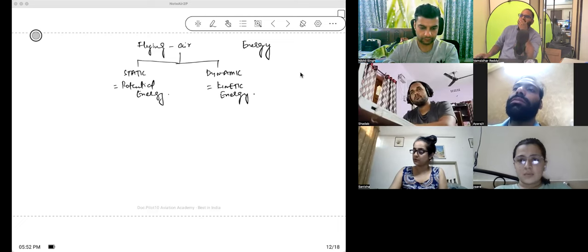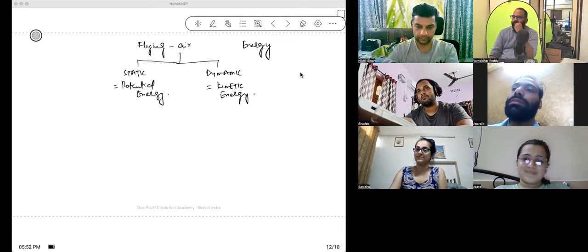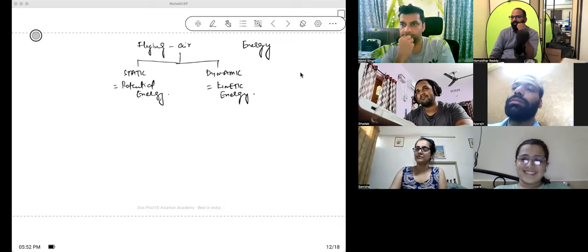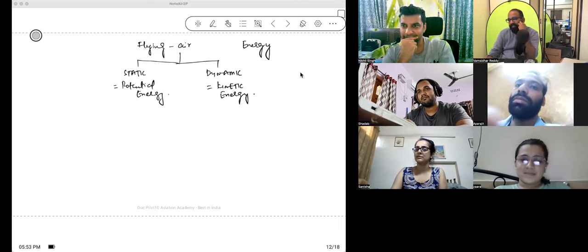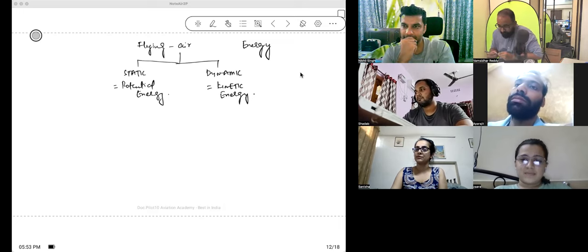From your lower classes, can someone define what is potential energy? So the formula is MGH. Oh, very good. The main point of potential energy is that there is no movement. No movement of the body. That is potential energy, and when the body is acting with some force or moving somewhere, the energy that is created at that time is kinetic energy. Correct.